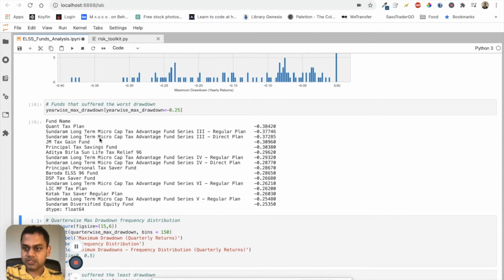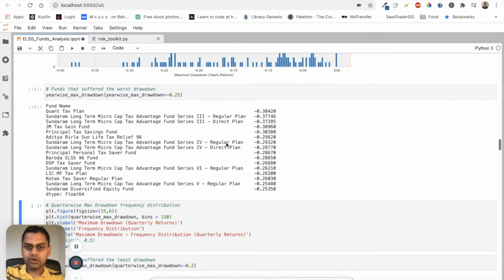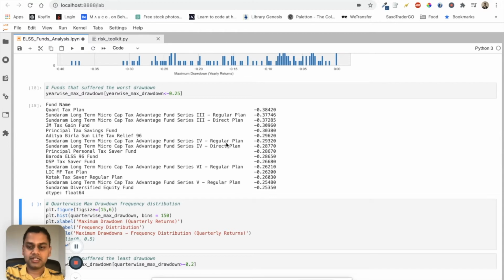So the Sundaram funds keep coming up here again. I did tell you about them. You were warned. But the Quantax plan again comes up as the top. It seems to have recorded 38% in drawdown, and we'll look at the data as to why that is, or what is a peculiarity about that fund.